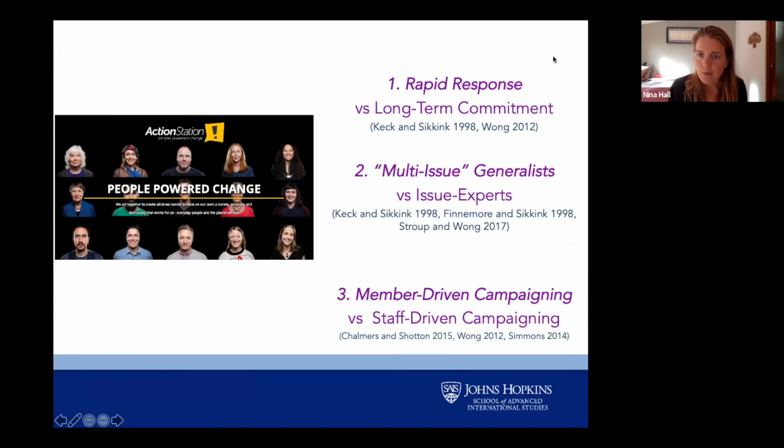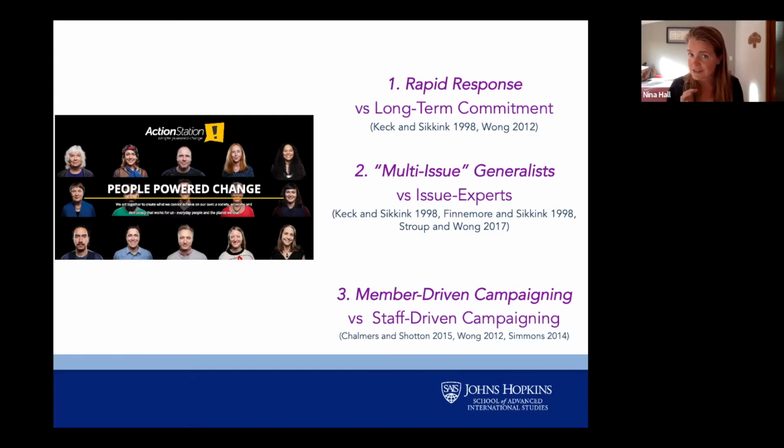So one is that they do rapid response campaigning. So groups like Move On, Action Station New Zealand, Campact in Germany, 38 Degrees in the UK, they're all similar in that they're able to use digital tools to rapidly start new campaigns. What does that mean? It means that a new issue can break, like Russia's invasion of Ukraine. The next day they can launch a campaign.